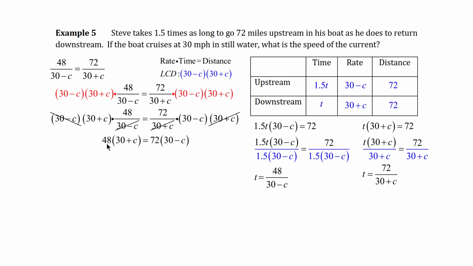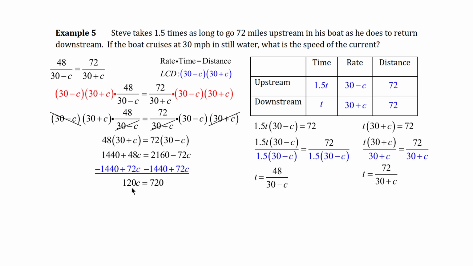Next, we distribute the 48 inside the parentheses to the 30 plus c, and we distribute the 72 inside the parentheses to the 30 minus c. The result is 1,440 plus 48c equals 2,160 minus 72c. Next, we could do two steps at once. I subtracted 1,440 from both sides, and I added 72c to both sides. The result is 120c equals 720.